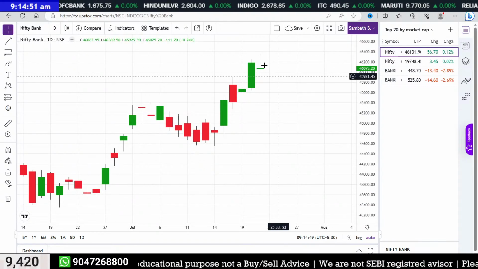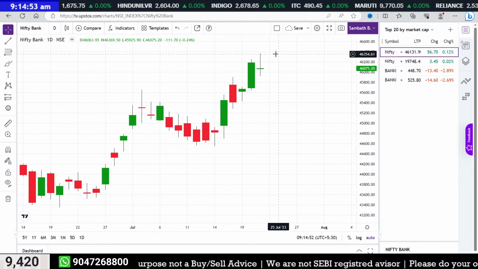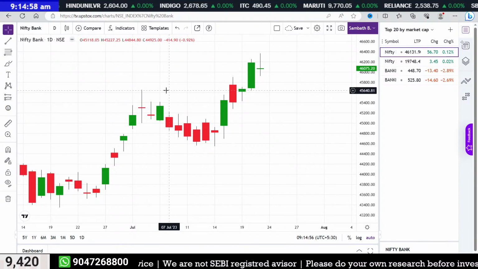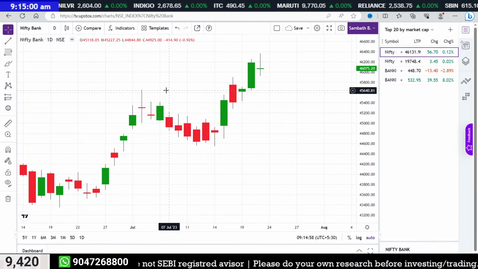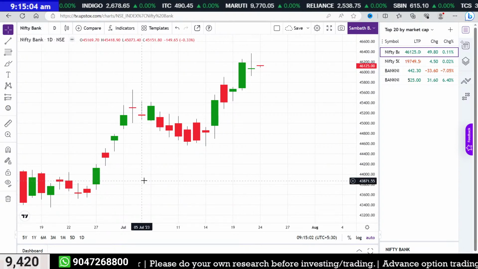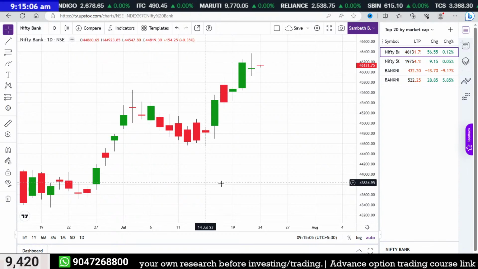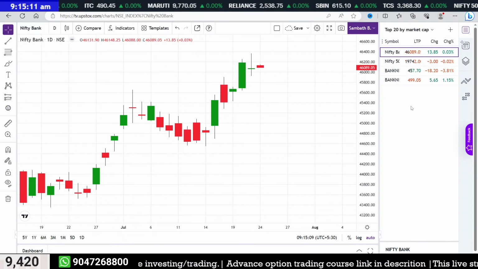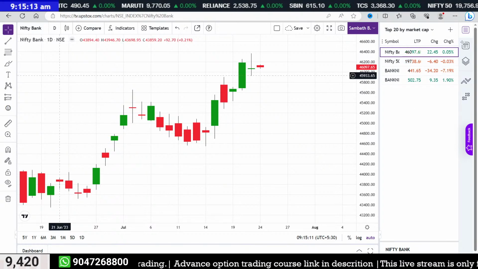On the daily time frame, Bank Nifty looks like a doji at the upper Bollinger Band, and it was also forming the doji candle on the upper Bollinger Band. Market started at 46,000 on Bank Nifty and 19,755 on Nifty. Nifty is up 6 points.